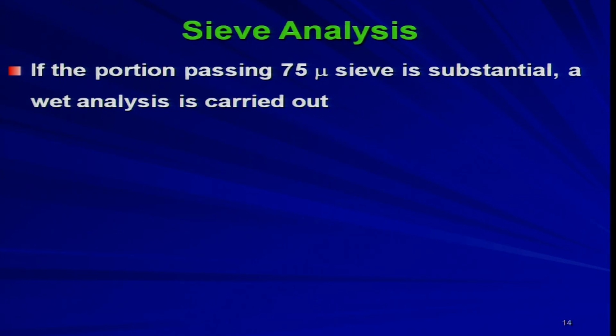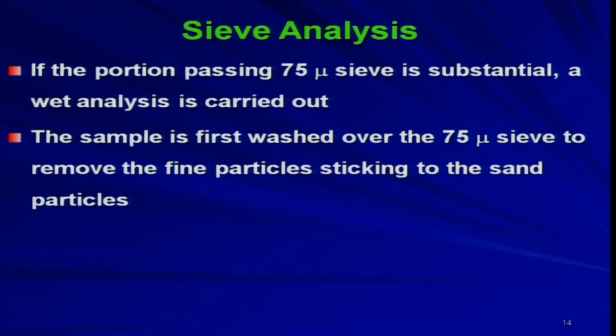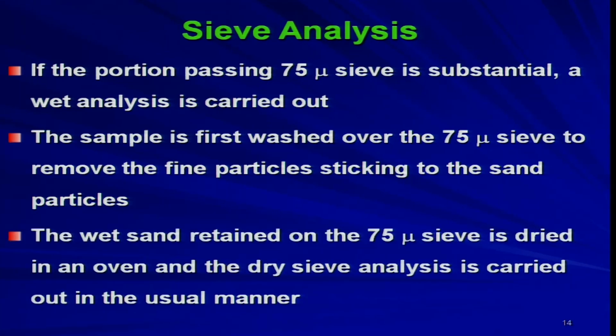If the portion passing 75 micron sieve is substantial, a wet analysis is carried out. Now, you may get a sample in which this 75 micron passing portion is very significant. In that situation you will be doing wet sieve analysis. What does it mean? The sample is first washed over the 75 micron sieve to remove the fine particles sticking to the sand particles, so that you will be getting only the coarse fraction, and then the wet sand retained on the 75 micron sieve is dried in an oven, and the dry sieve analysis is carried out in the usual manner as we discussed just now.